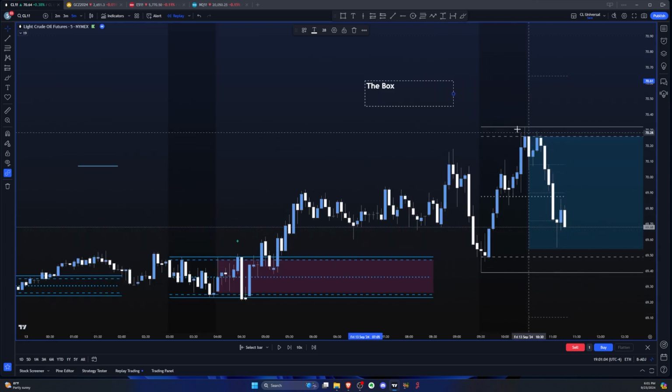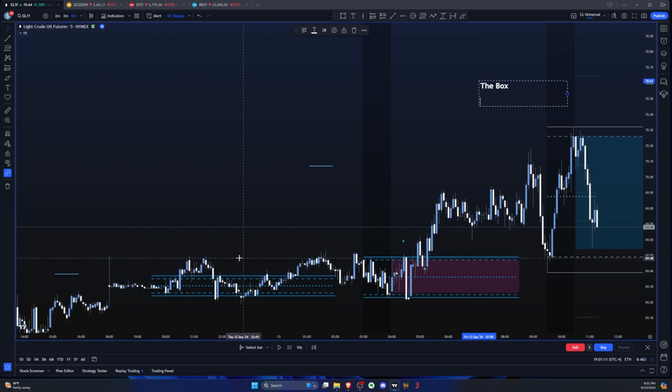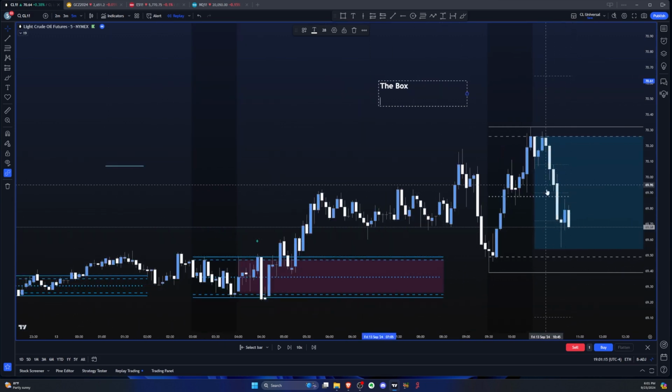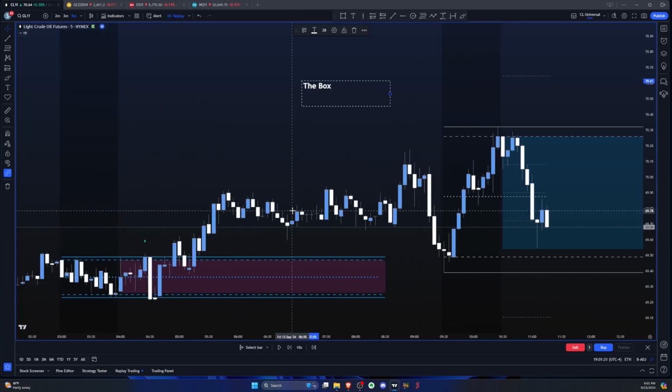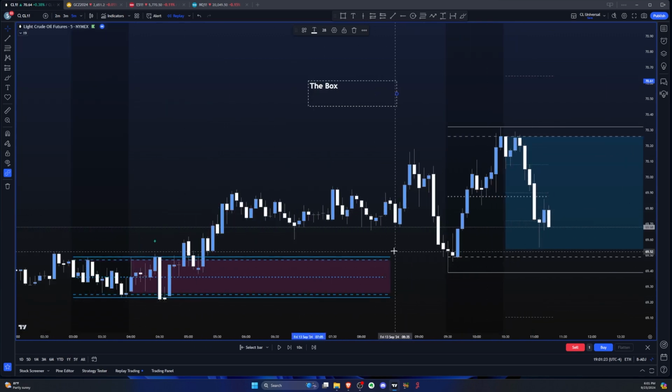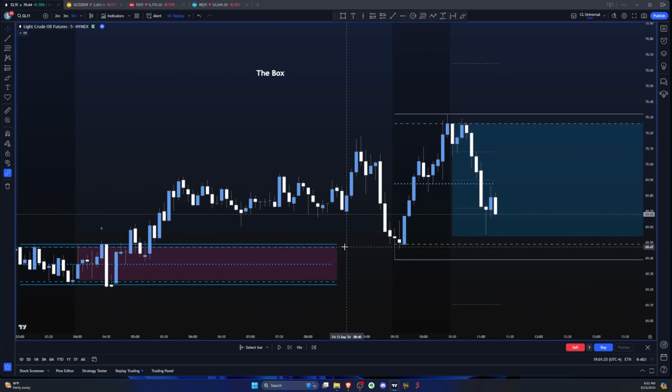levels we use. Okay, so this is the RDR session. This is the ODR session. This is the ADR session. So Asian, overnight, or European, and then regular trading hours. The box can work in ODR or RDR, either one. So European traders trade the box as well, which is really awesome.